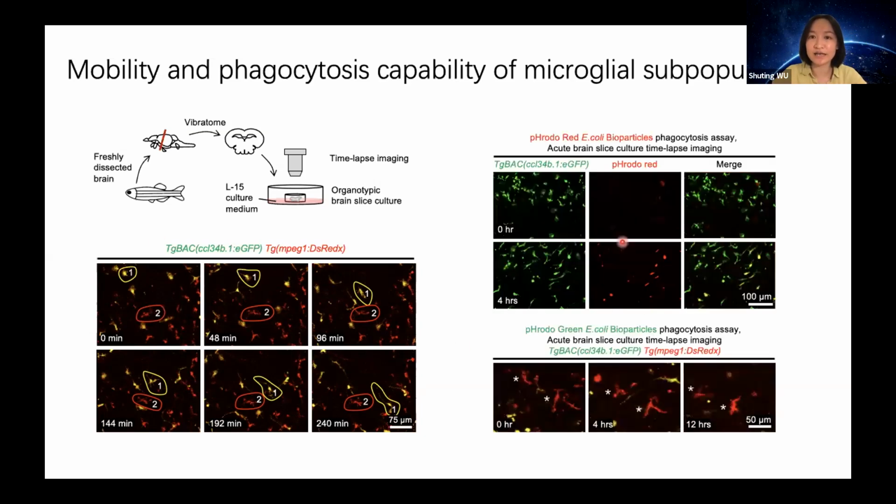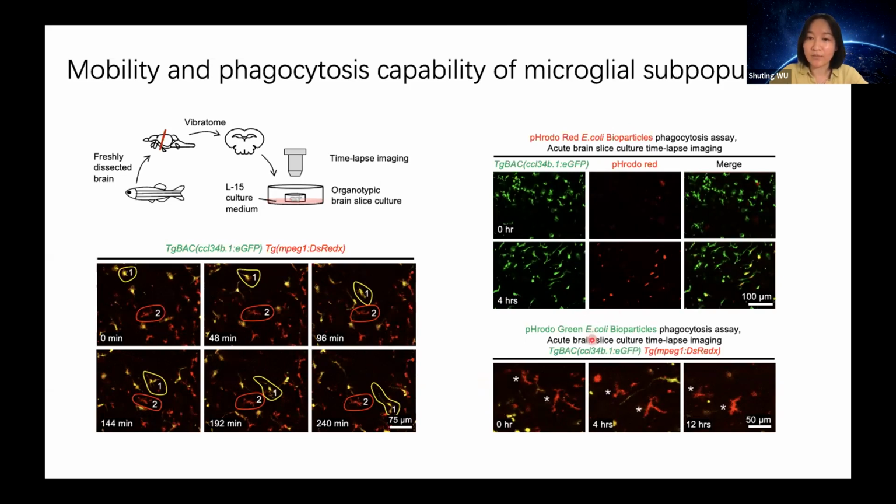So next, we check their phagocytosis capability using the E. coli bioparticles. So first, we incubated the CCL34-beta1 GFP transgenic fish with the red E. coli bioparticles. So here you can see that after 4 hours incubation, many of the GFP positive microglia have taken up the red bioparticles and become double positive.